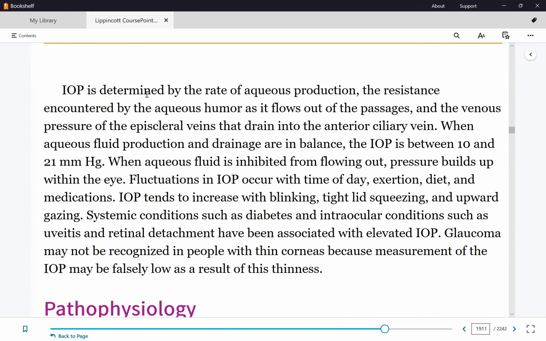So since the problem with glaucoma is one of two conditions, either increased production of aqueous humor and or decreased drainage of the aqueous humor, what do you think the treatment will be? What will the eye drops do? Eye drops will either decrease the aqueous humor production or increase the drainage. So this will involve vasodilating agents.